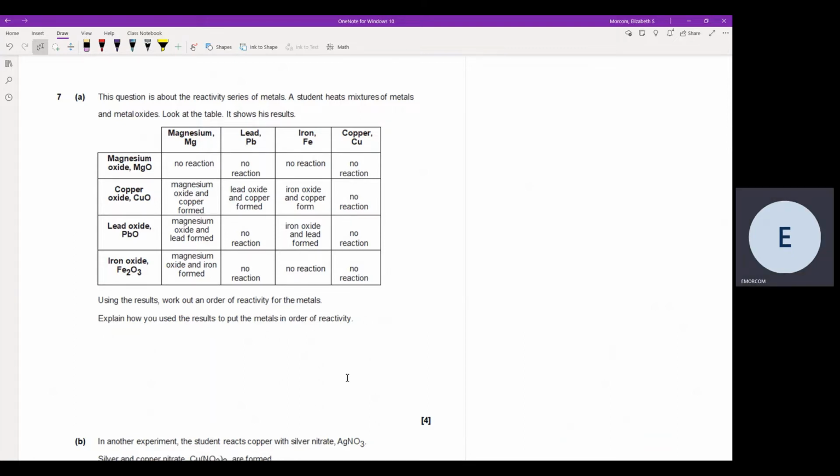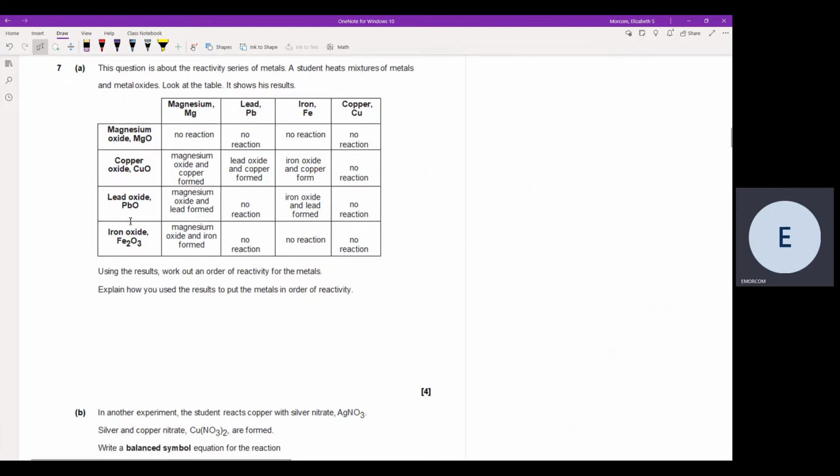Right, question 7. This question is about the reactivity series of metals. A student heats mixtures of metals and metal oxides. Look at the table, it shows his results. So we've got this table here and it says, using the results, work out an order of reactivity for the metals. Explain how you use the results to put the metals in order of reactivity. So what's happening here is we've got a metal and a compound of a metal. So a metal plus a metal compound.